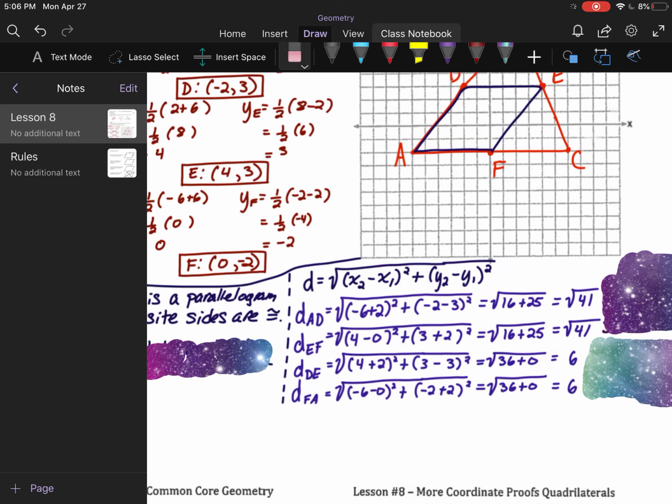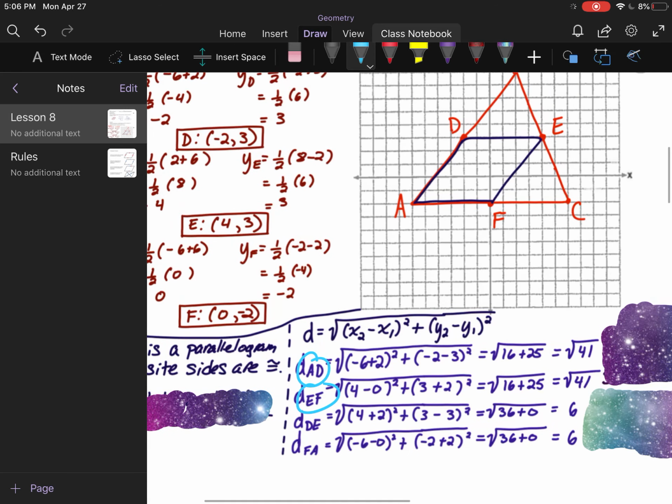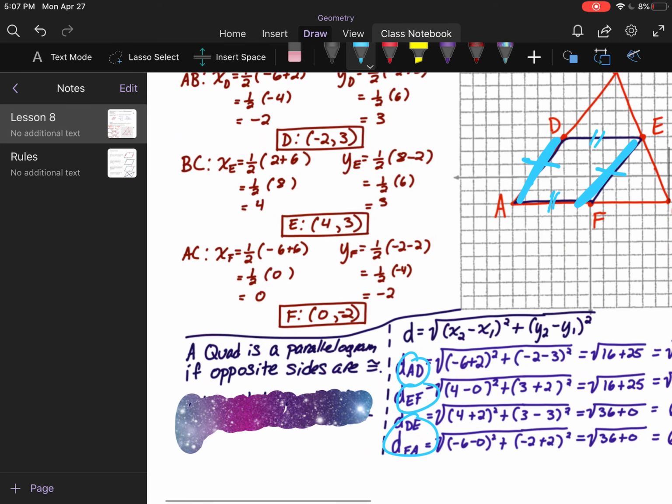So the opposite sides here, AD and EF, those are both the square root of 41, so these are congruent. And then our other two are both 6, so those are congruent. So that means that it's a parallelogram because opposite sides are congruent.